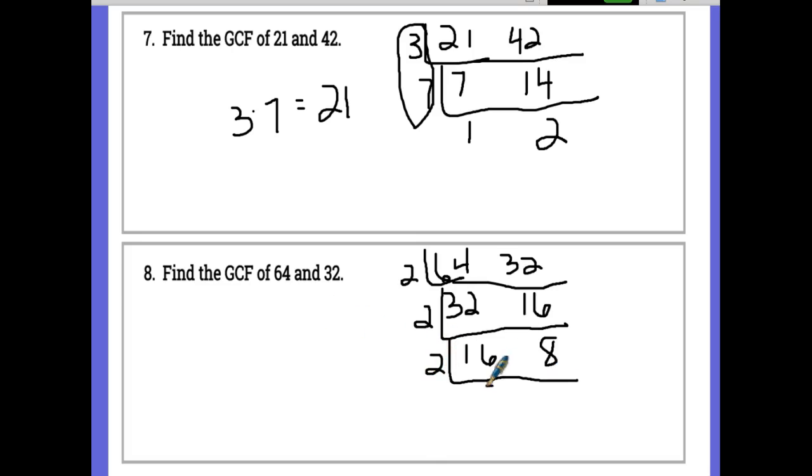2 times 8 is 16. 2 times 4 is 8. A lot of 2's in this one. I can pull out another 2. 2 times 4 is 8. 2 times 2 is 4. And I am so running out of room.